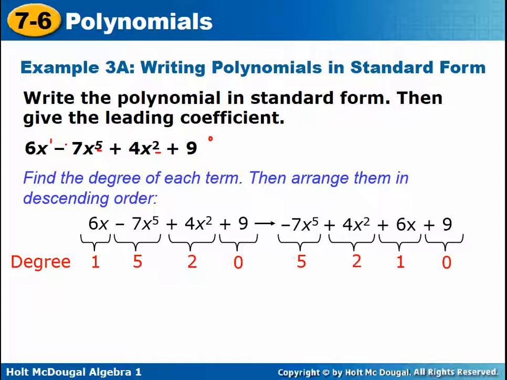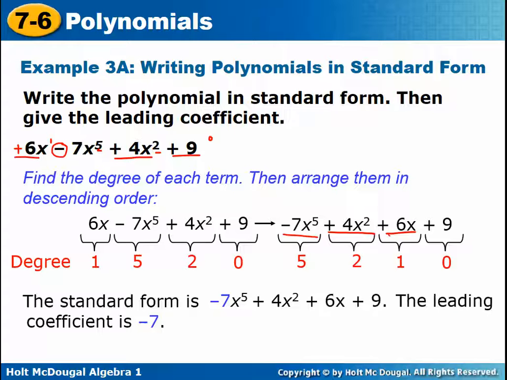Note that the minus sign in front of the 7x to the 5th stays with it. It's negative 7x to the 5th now. And then the next greatest one would be 4x squared, and that has a plus sign in front of it. So we write plus 4x squared, and then plus 6x because that's a positive unless there's a negative there. And then finally the plus 9 gets written at the end. So that's standard form, negative 7x to the 5th plus 4x squared plus 6x plus 9.